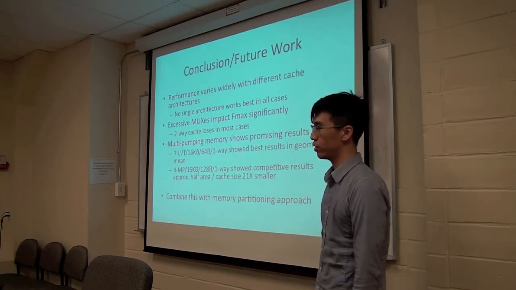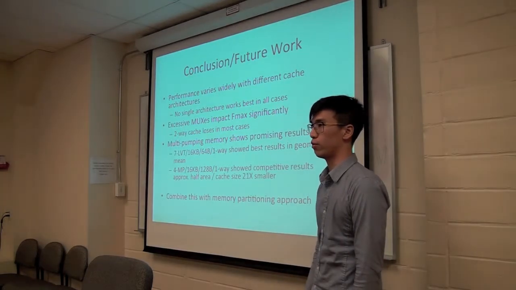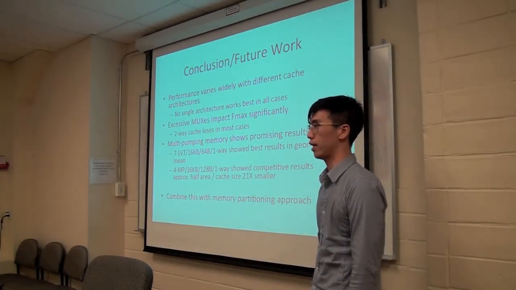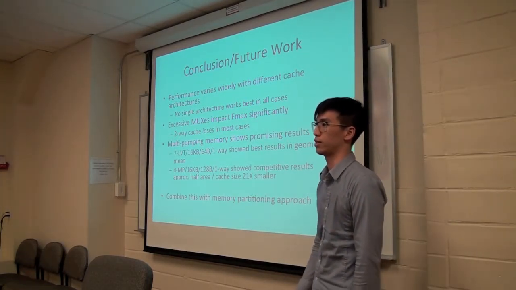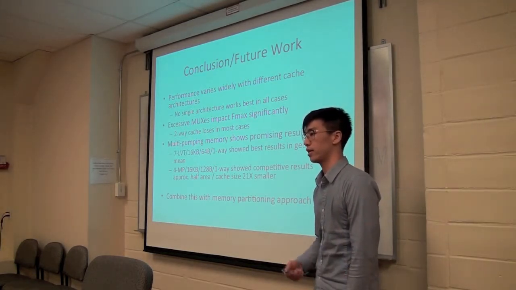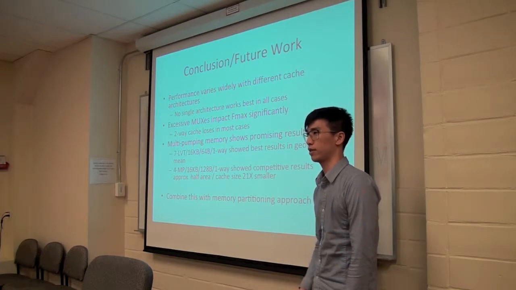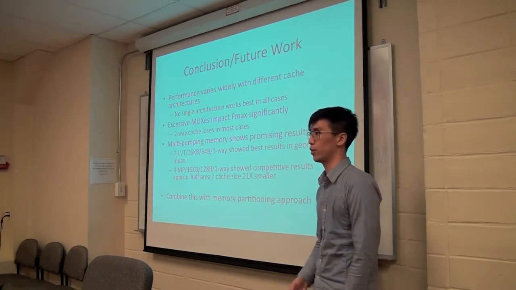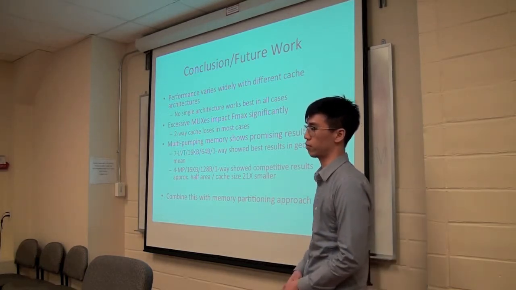So in conclusion, you can see that performance varied widely with different cache architectures, and there is no single cache architecture that exhibits the best result in all the cases. And in terms of FPGAs, excessive muxing impacts the Fmax significantly, which causes most of the two-way systems to lose in a lot of cases.